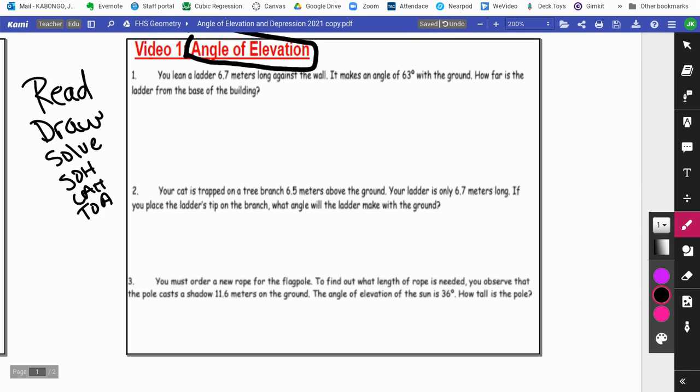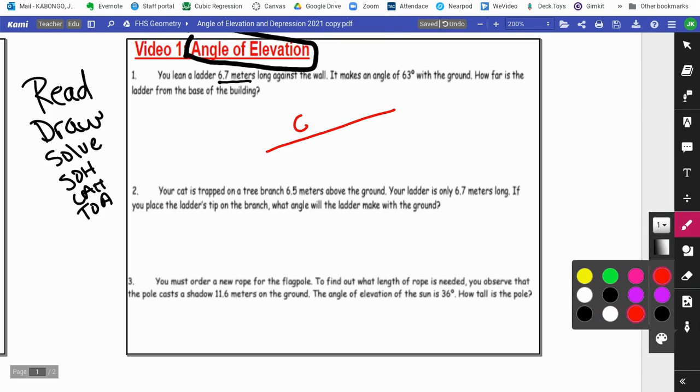So let's read this problem. You lean a ladder that is 6.7 meters long against the wall. So I'm going to lean a ladder against the wall, and this ladder is 6.7 meters long. It says it makes an angle of 63 degrees with the ground. We go right here with the ground, because this right here is the ground. And remember, the 6.7 is the ladder.